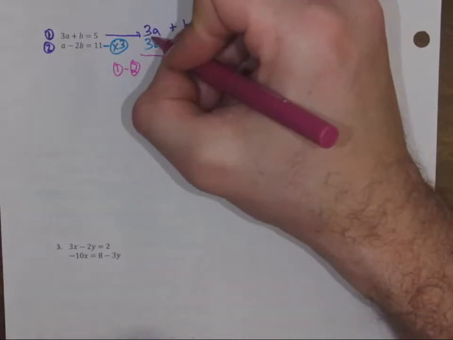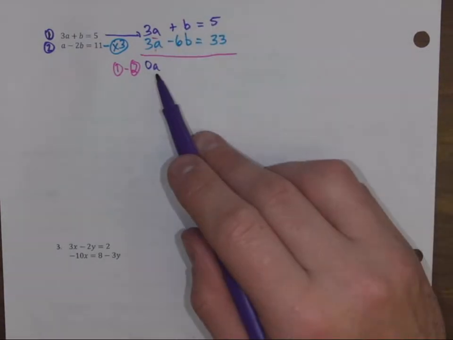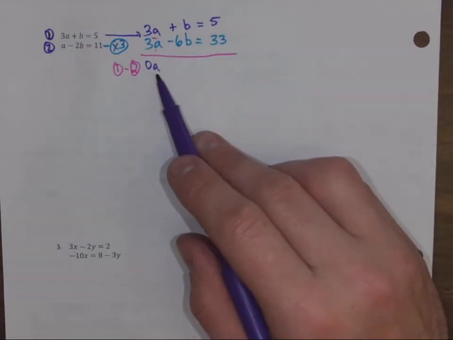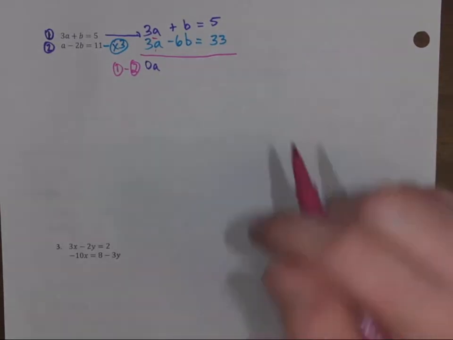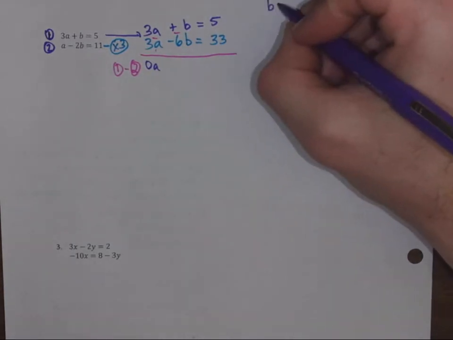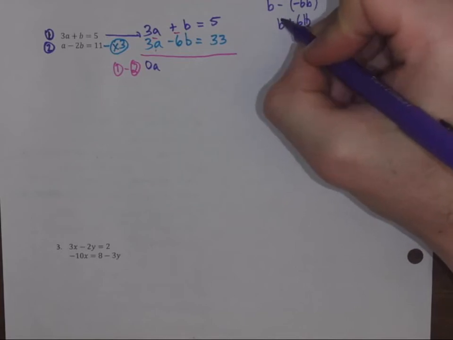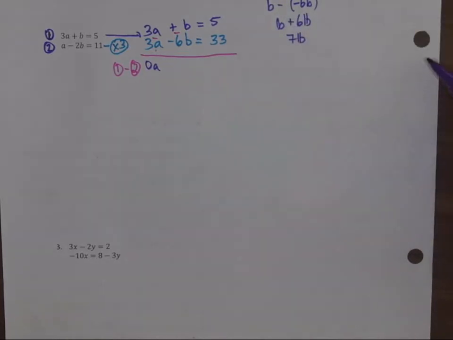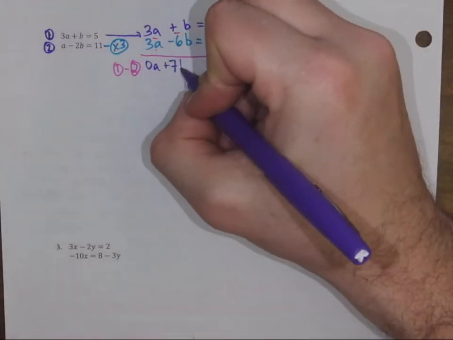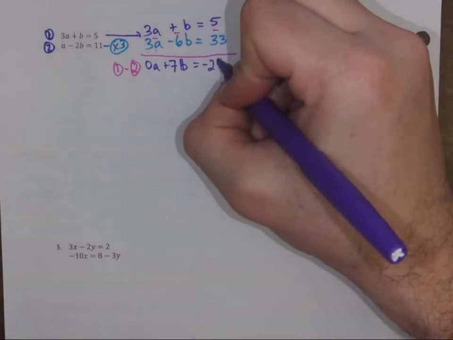So now I'm going to go 3a, take away 3a, which gives me 0 a's. I really don't need to write that from now on, because I don't need to tell you all the things I don't have. B, take away negative 6. So think about, that's actually like b take away negative 6b, which is like b plus 6b's, which is 7b's. Remembering what taking away negatives means. And then 5 take away 33, which is negative 28.